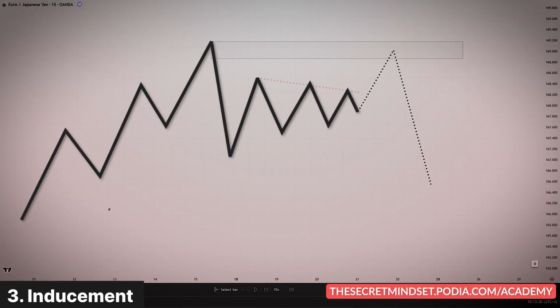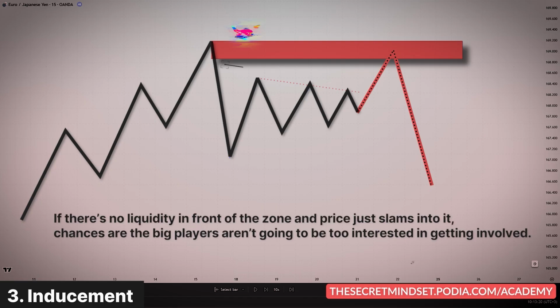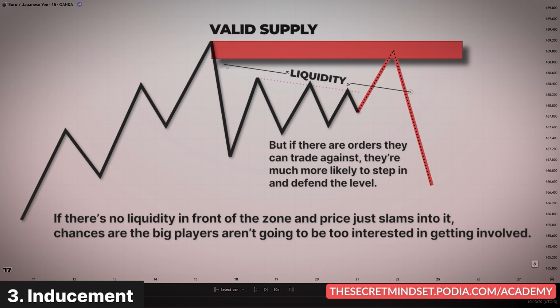If there's no liquidity in front of the zone and price just slams into it, chances are those big players aren't going to be too interested in getting involved. But if there are orders they can trade against, they're much more likely to step in and defend the level.